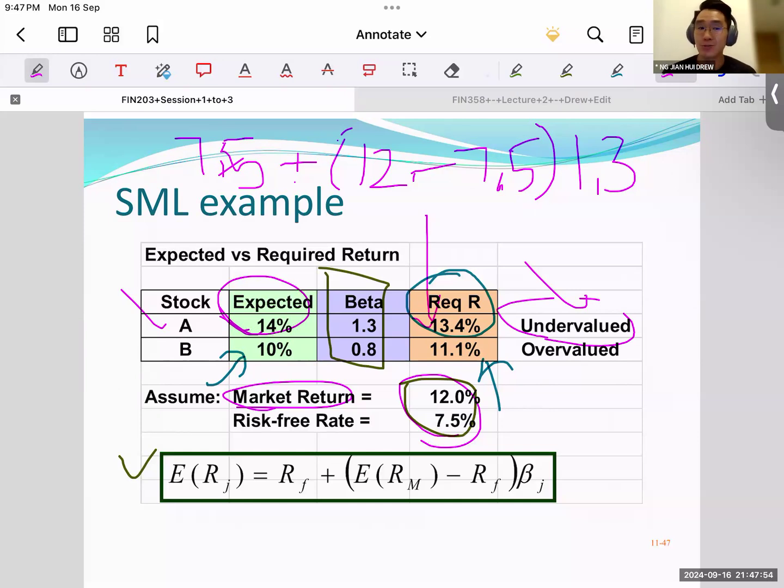Okay. Now I'm going to use stock B to explain again. In stock B, we calculated the theoretical value based on CAPM as 11.1% here. Now, in reality, you're getting 10%, which is less than your theoretical value. It means that your theoretical value is more than your real value that you get in the market, 10%. Hence, it's considered an overvalued stock. Okay, this is very important. So thanks for asking to clarify.